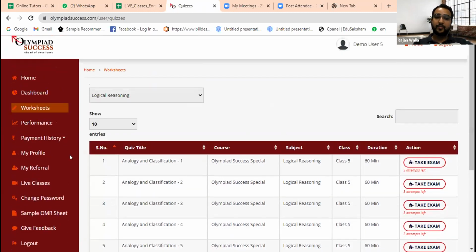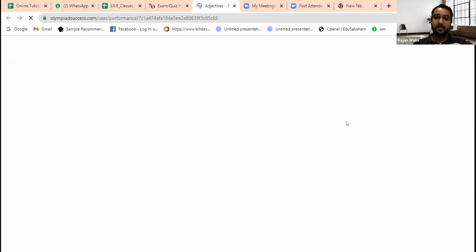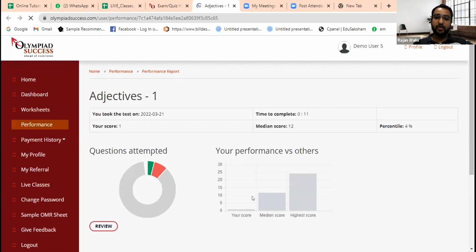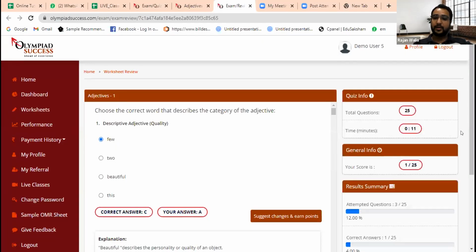And students, in the performance tab, you can check anytime you want your performance for each and every worksheet you have attempted. Okay, the analytics, like how many questions you have attempted, how many are correct, how many are wrong. Just click on detailed result for each worksheet you've attempted and you can see the analytics here. When you click on review, you can see the correct answer and the answer you have marked, and the explanation. So this is about the dashboard of Olympiad Success.